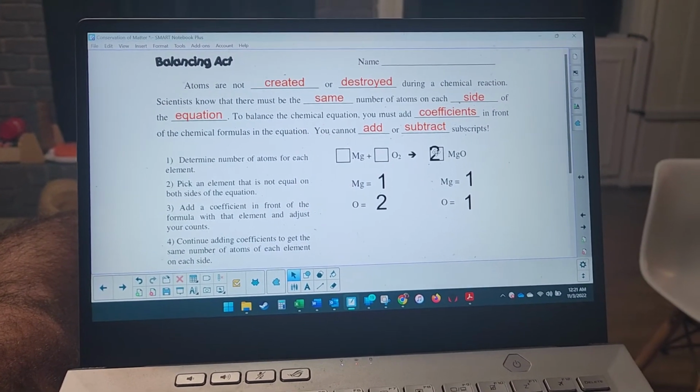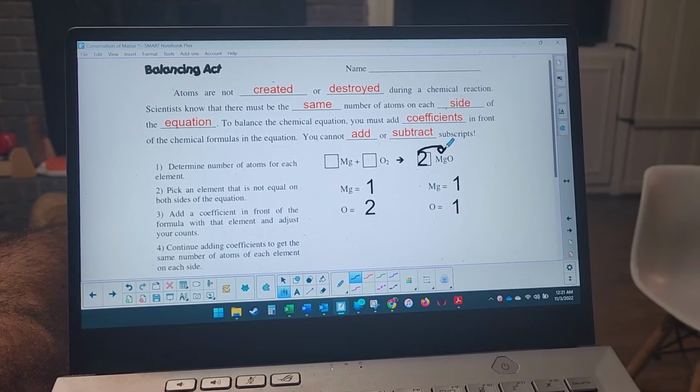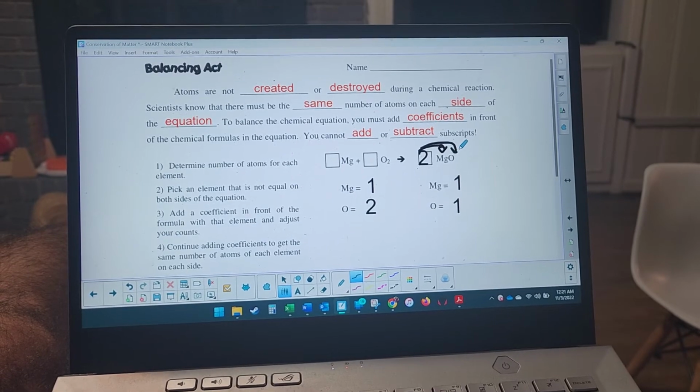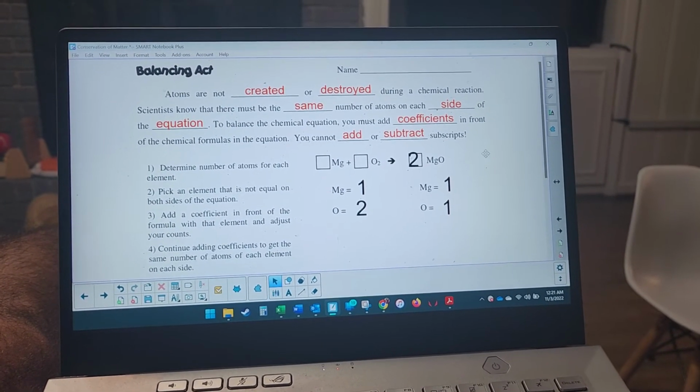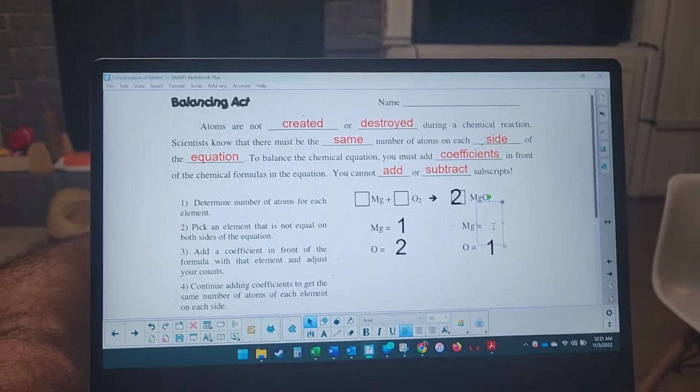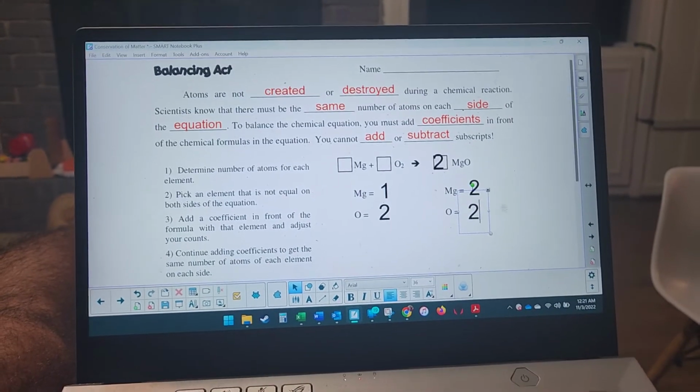Here's the deal. When I put that coefficient, I have to remember that it distributes, right? So it not only goes to the O, but also goes to the Mg. It goes to both of them. What that means is I now have not 1, but 2 Mgs, and not 1, but 2 oxygens, okay?